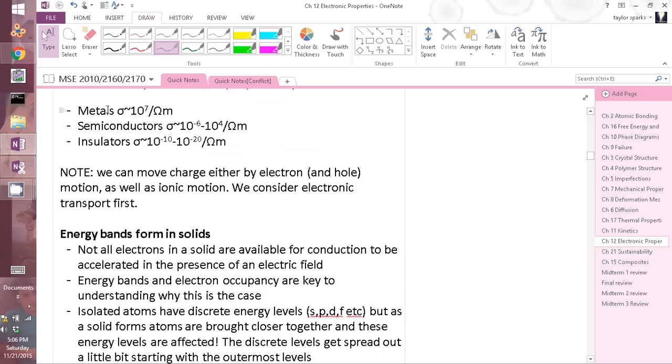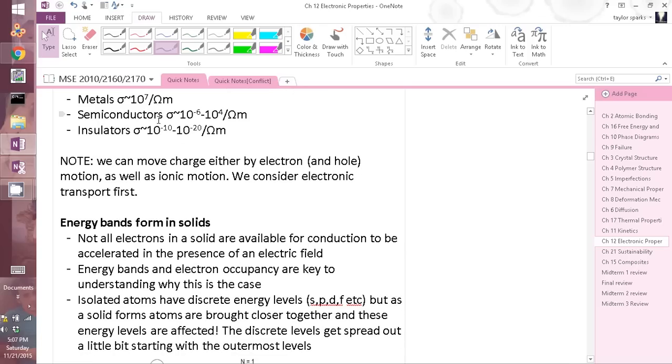Some general rules of thumb: you might expect a metal to have an electrical conductivity on the order of 10 to the 7th. Semiconductors, a class of materials we're going to describe soon, should be 10 to the negative 6th up to 10 to the 4th. And insulators, another class we'll describe soon, something like 10 to the negative 10 or 10 to the negative 20, so very insulating, right?